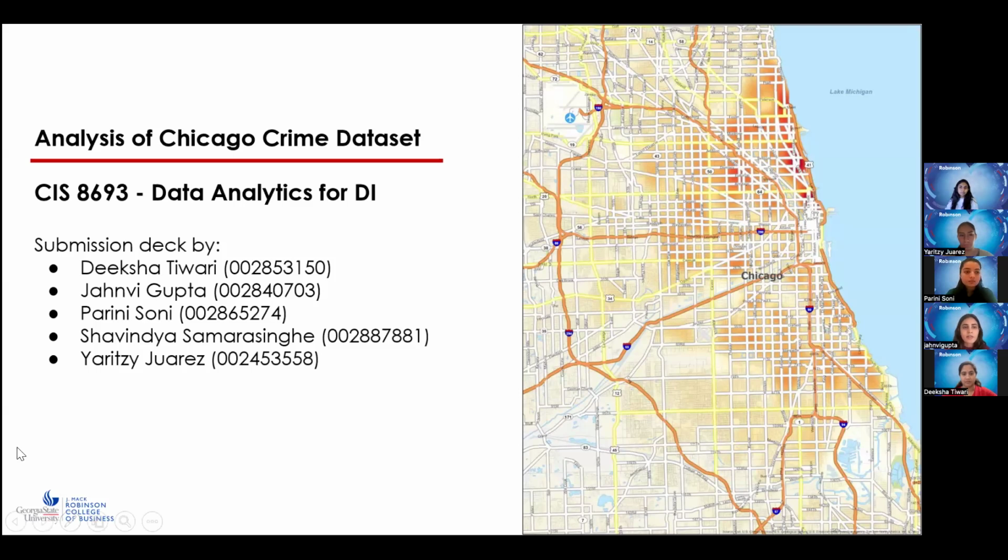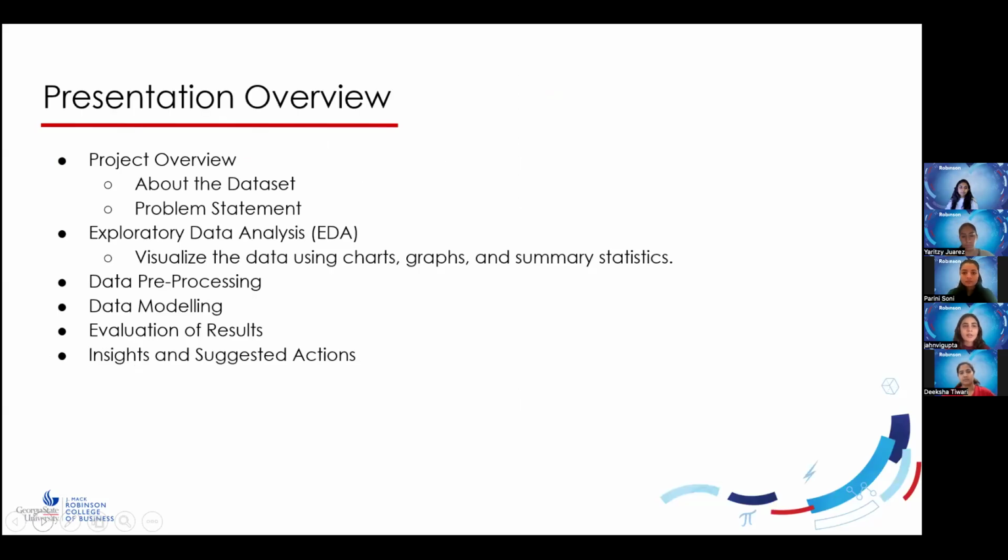We're going to be talking about the analysis of the Chicago crime data set. This is for CIS 8693 data analytics for DI. In the presentation, we're covering the data set, the problem statement we're solving for, a visualization of the charts and graphs, data pre-processing, which is cleansing of the data, data modeling, evaluation of results, and insights and suggested actions.